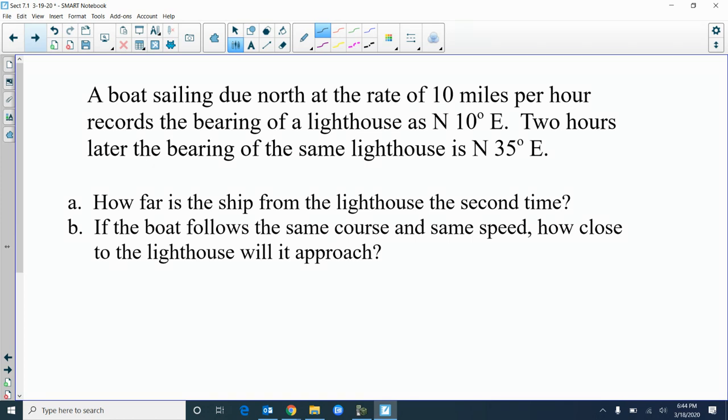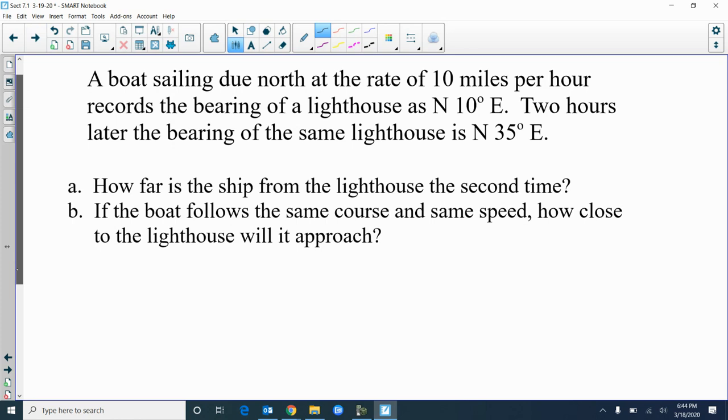All right, a boat sailing due north at the rate of 10 miles per hour records the bearing of a lighthouse as north 10 degrees east. 2 hours later, the bearing of the same lighthouse is north 35 degrees east. Okay. How far is the ship from the lighthouse the second time? And then if the boat follows the same course and same speed, how close to the lighthouse will it approach? All right, we got to draw this figure out.